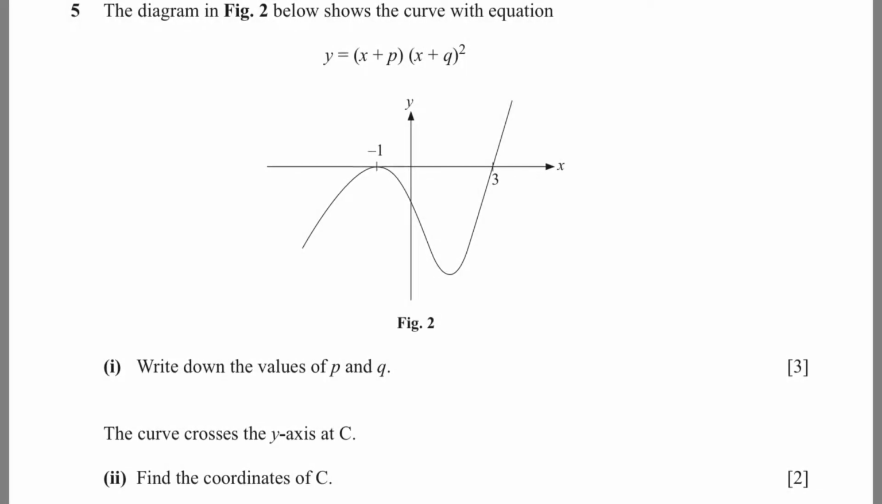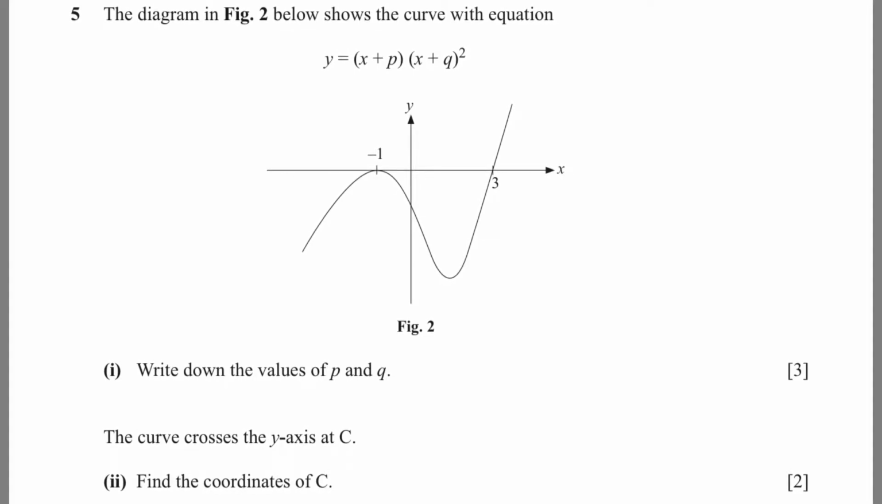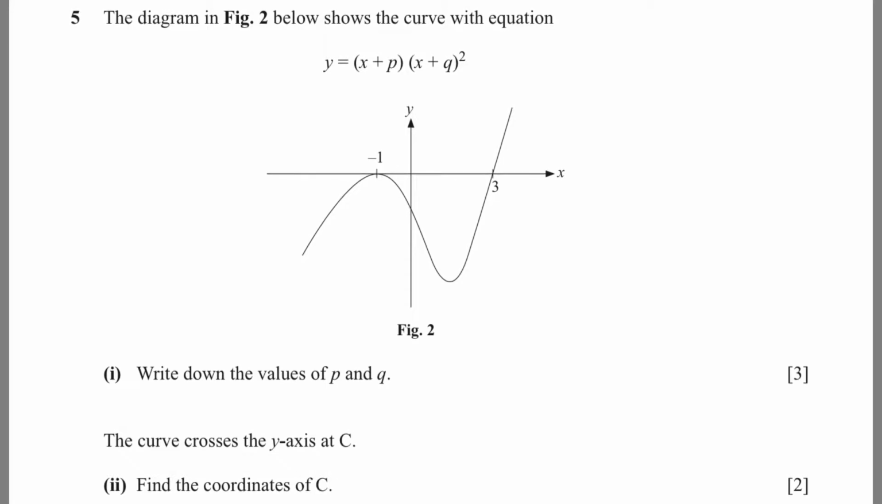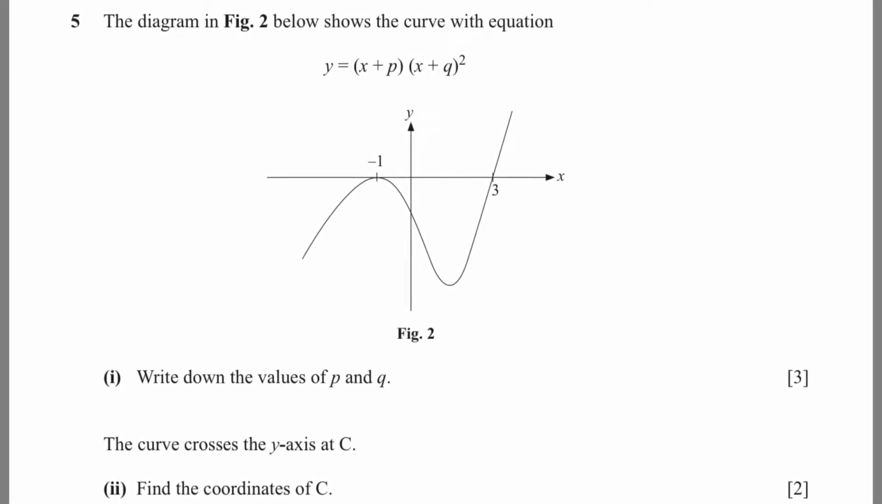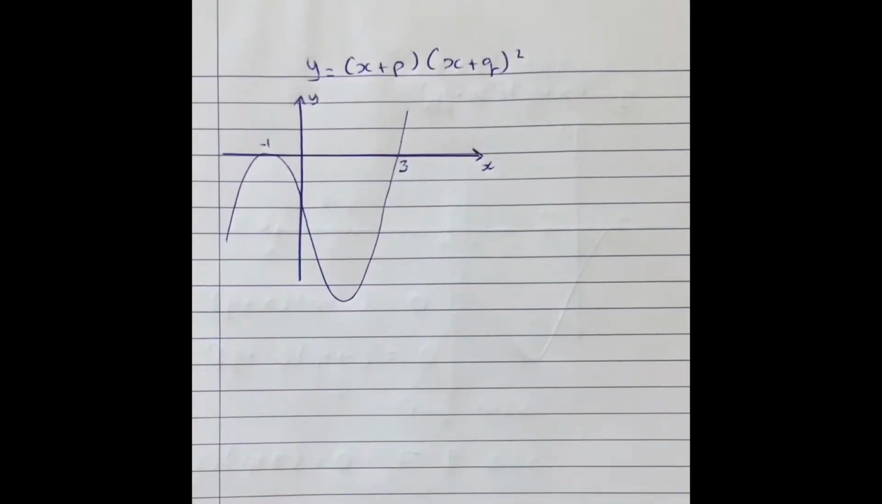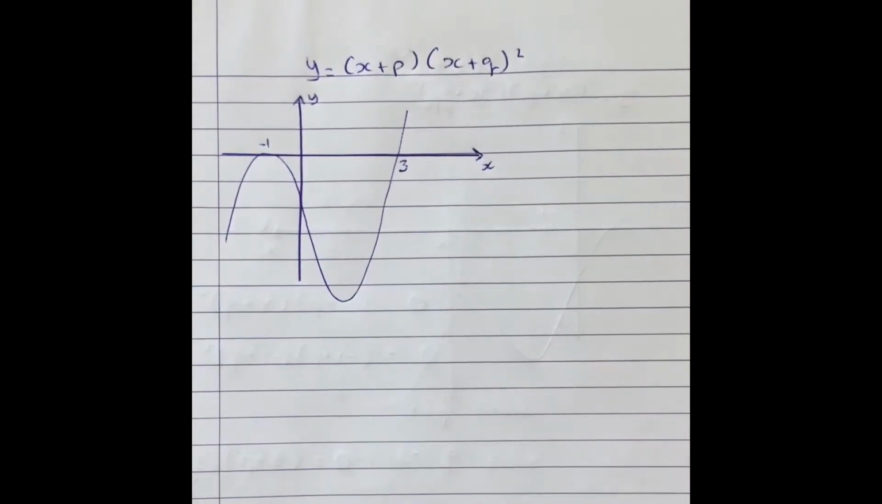This maths question is from the C1 module of the CCEA specification, and it refers to a curve shown in the diagram. You have to find the values of P and Q, and we're told that the curve crosses the y-axis at C, and we have to find the coordinates of C. In this question, you have to find the values of P and Q.